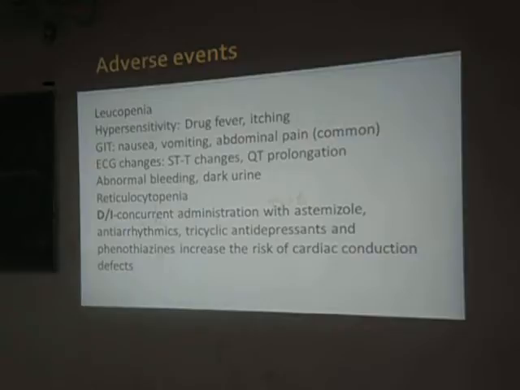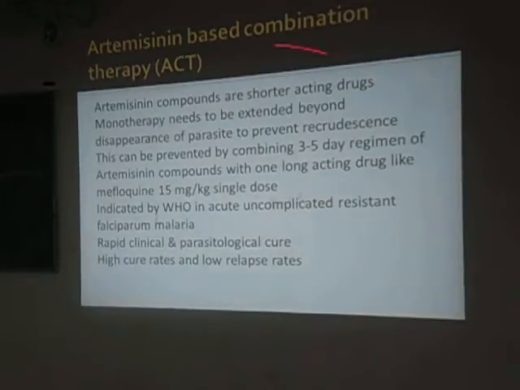So most of the drugs which can cause enzyme inhibition, like astemizole. What is astemizole? Is it an antihistaminic? Read about it. It's an antihistaminic which can cause this QT prolongation and all. Tricyclic antidepressants, phenothiazines. What are phenothiazines? First generation.